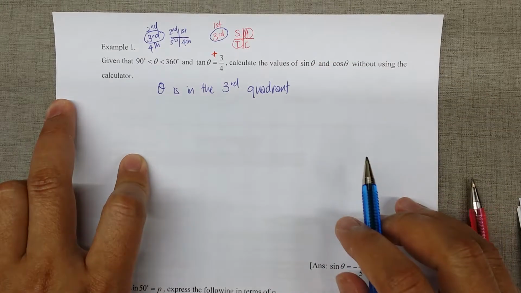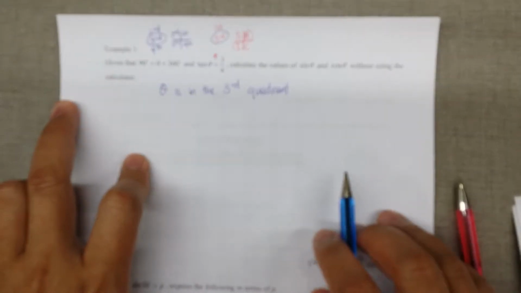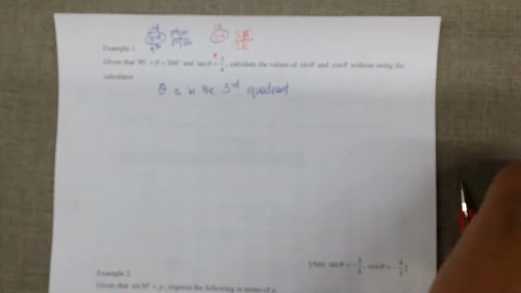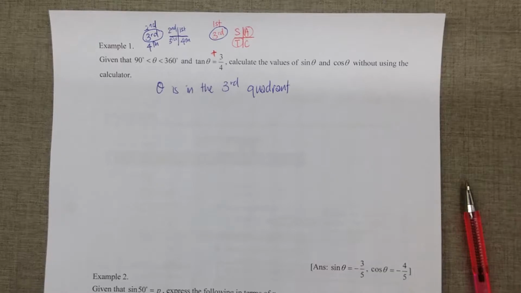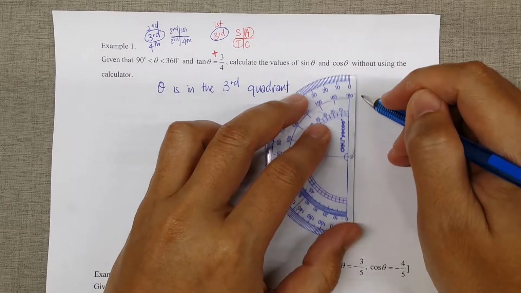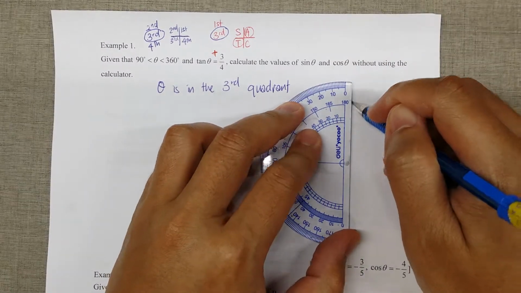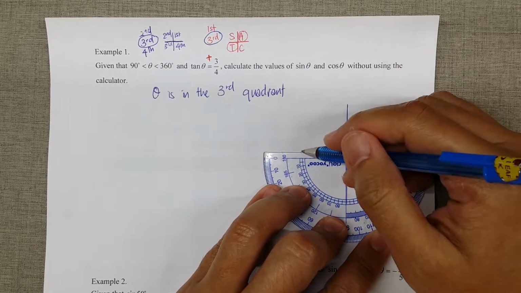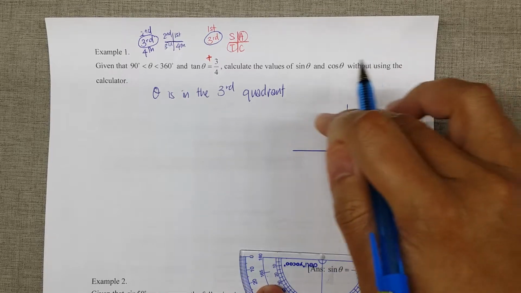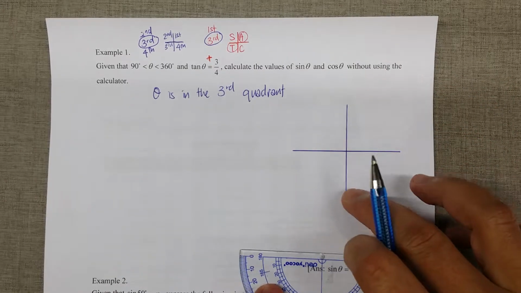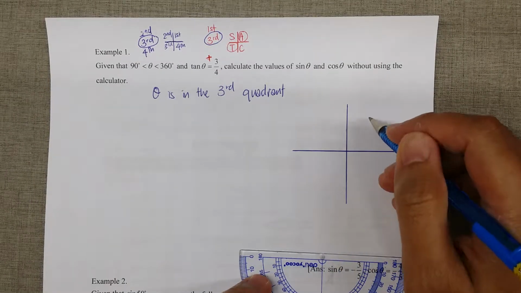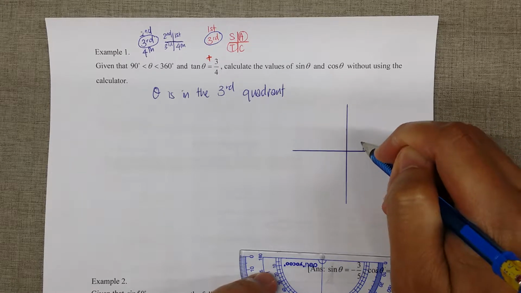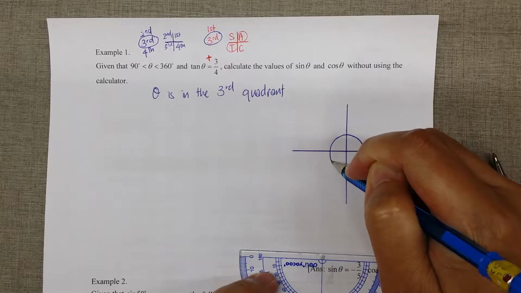Okay, so in this question, Mr. Liu will teach you how to draw a triangle in the third quadrant. So recall, how does the quadrant look like? Let's draw a triangle in the third quadrant. First quadrant, second quadrant, third quadrant. Third quadrant is here, and recall how you draw the angle in the third quadrant. It will go right here.